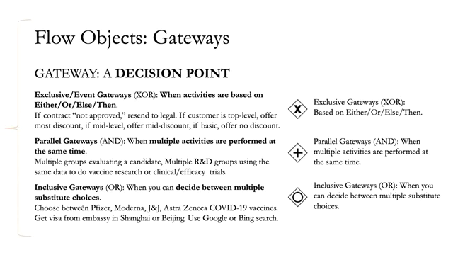So you've got exclusive or event gateways, which are nothing but the XOR setups. They're known as exclusive or event gateways when activities are based on either-or, else-then, right? So either that was received or if not, else, then what do you do? For example, if a contract is not approved, then you resend the contract to legal. If a customer is top level, offer the most amount of discount. If, on the other hand, a customer is mid-level, offer a mid-level discount.